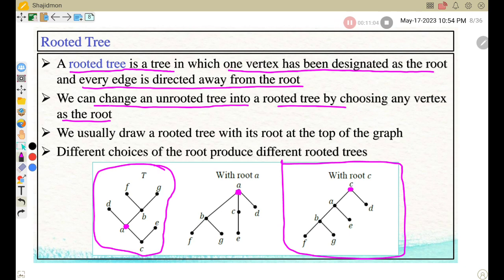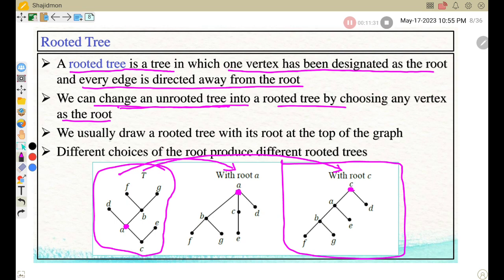So if we are given an unrooted tree, we can make it into a rooted tree by choosing any vertex as a root. Here this graph with root A I am drawing like this, and the same graph with root C I am drawing like this one, starting with C. Yes, the same graph we are drawing in a different shape. That is the meaning of that one.